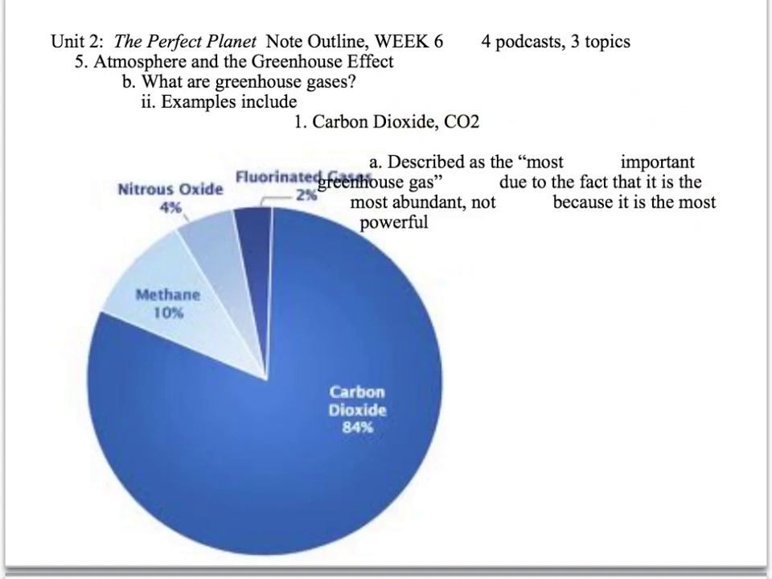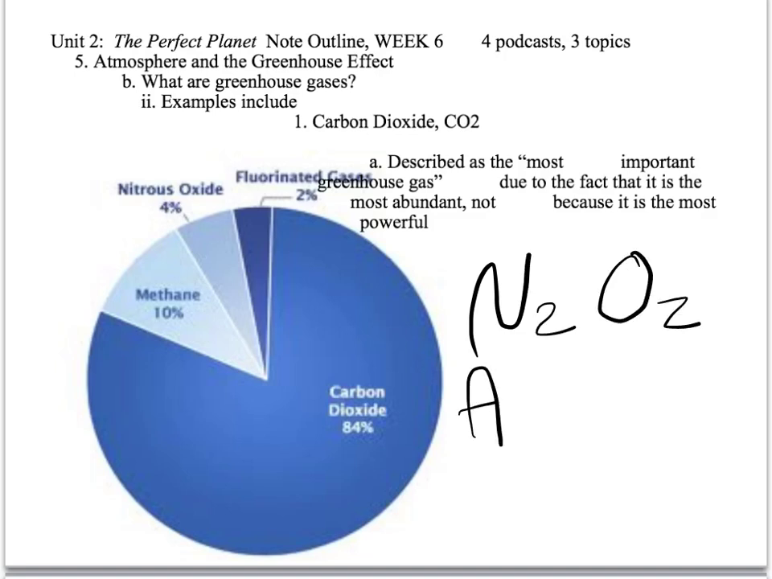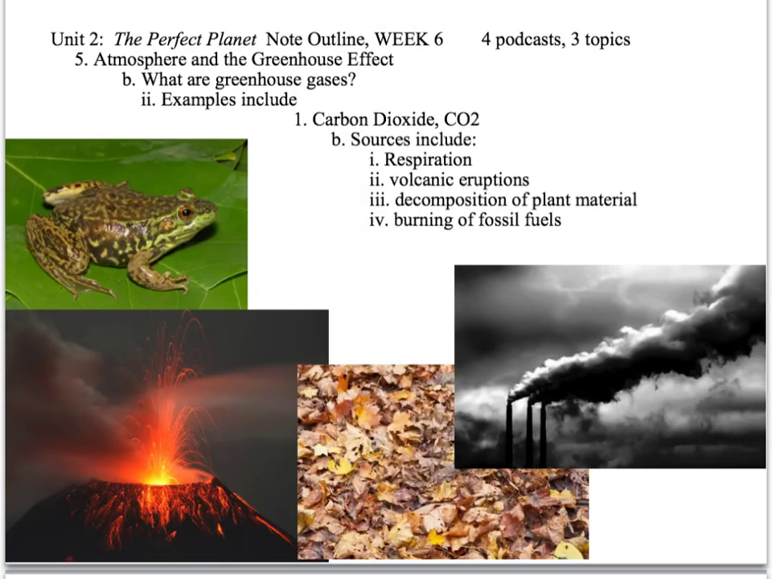Let's look at our greenhouse gases, specifically each one. Carbon dioxide, or CO2, is described as the most important greenhouse gas. Not that it's the most powerful, but it's just because it's more abundant than any other greenhouse gas. In the atmosphere you have nitrogen, oxygen, argon, and then CO2. It's only the fourth most abundant gas in the atmosphere, but it is the most abundant greenhouse gas in the atmosphere.